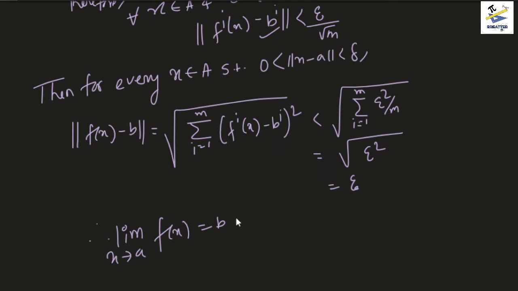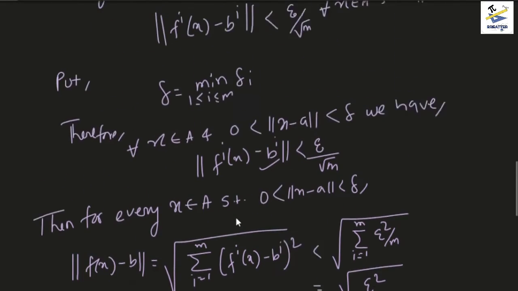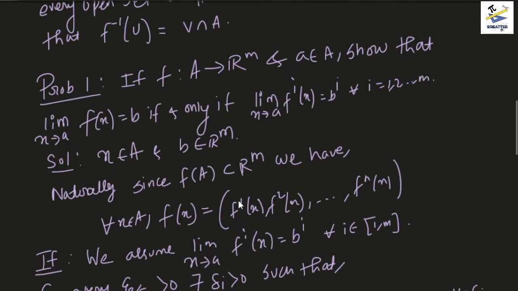So this is how we prove the if part. Let us revise once again what we did. We basically had a function f from A to R to the power m, and a small a belongs to capital A, and we needed to show that limit x tends to a, f of x equals b, if and only if limit x tends to a, the component functions f_i of x are equal to the component functions of b, right?